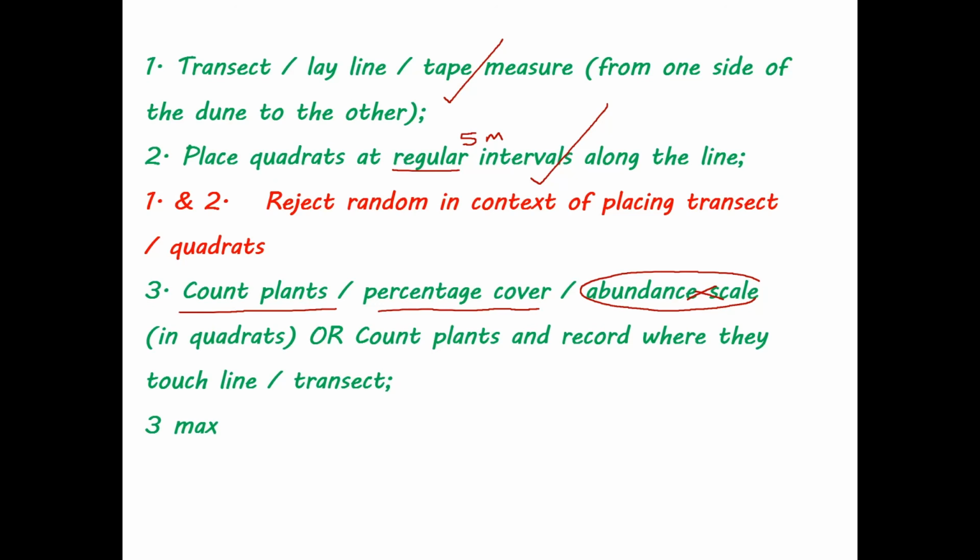Or you can count the plants and record where they touch the line. So if you hadn't used the quadrats, but you had talked about counting the plants and recording where they touch the line, or if you did a belt transect where you count the plants and record where they're between the 2 lines, you would still pick up 2 of the 3 available marks. That's why an interrupted belt transect is the best one to talk about. Therefore, you would pick up all of your mark points.